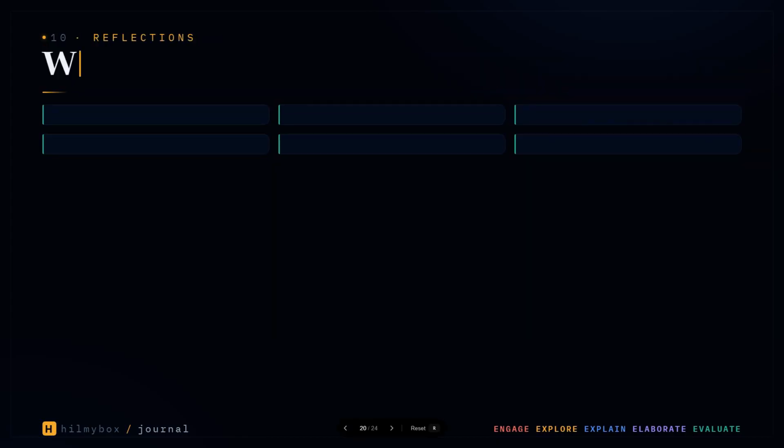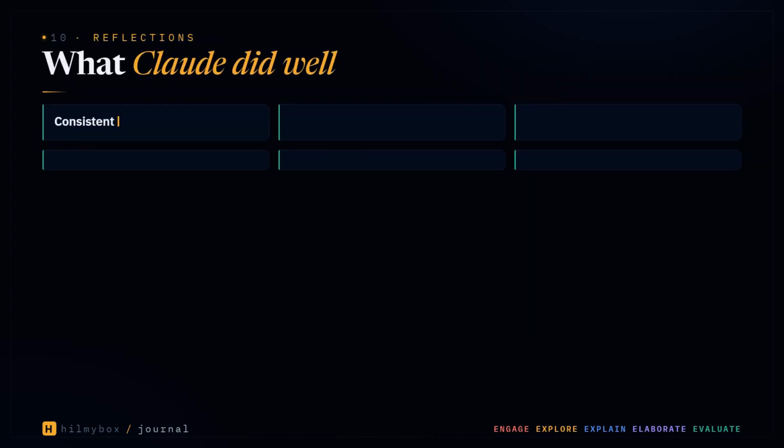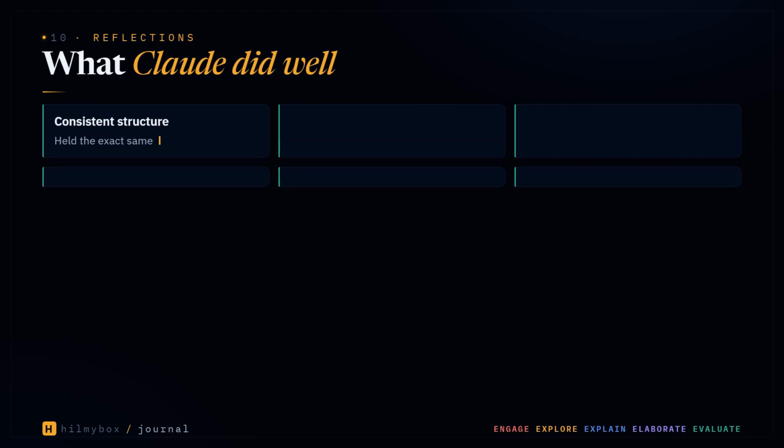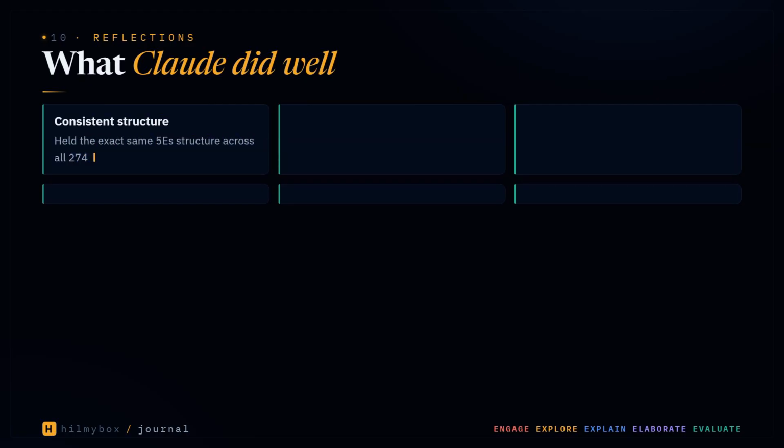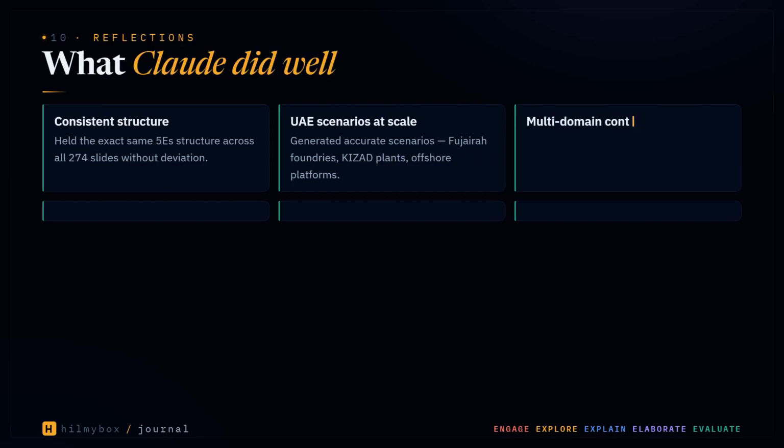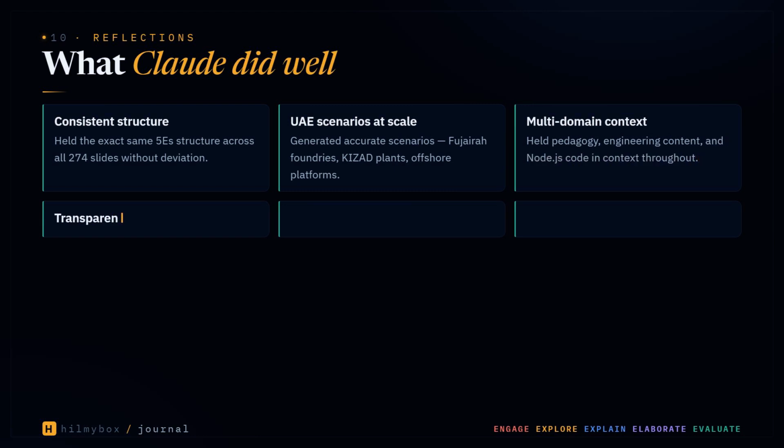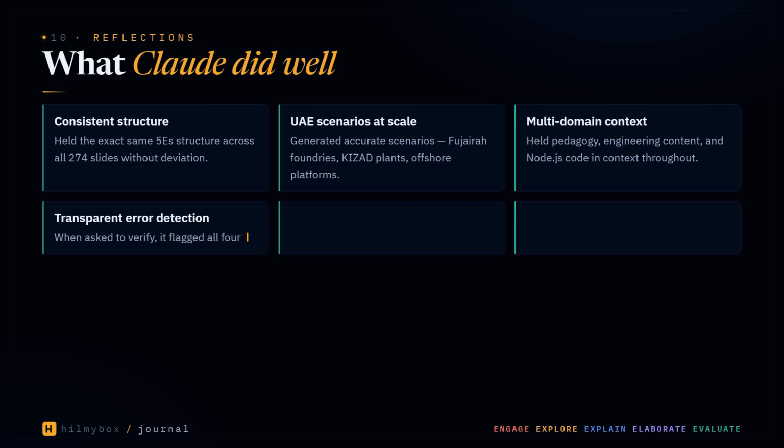Part 10. Reflections, what Claude did well. Consistent structure. It held the exact same 5Es structure across all 274 slides without deviation. UAE scenarios at scale, generating accurate scenarios from Fujairah foundries, Kaizad plants, and offshore platforms. Multi-domain context, holding pedagogy, engineering content, and Node.js code in context throughout.